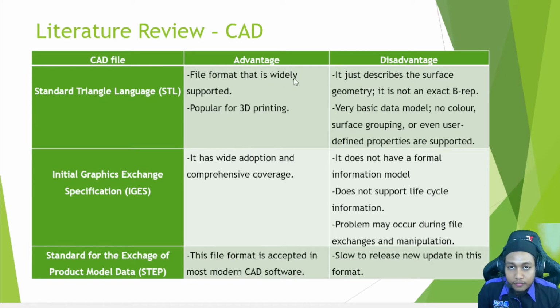The advantage for the STL file is a file format that is widely supported, which means this file is supported by many software. And the second is popular use for 3D printing, and the disadvantage is it just describes the surface geometry and very basic data model. For IGES, the advantage is it has wide adoption and comprehensive coverage. The disadvantage of the IGES file, it does not have a formal information model. Second, does not support lifecycle information, and the third, problems may occur during file exchange and manipulation.